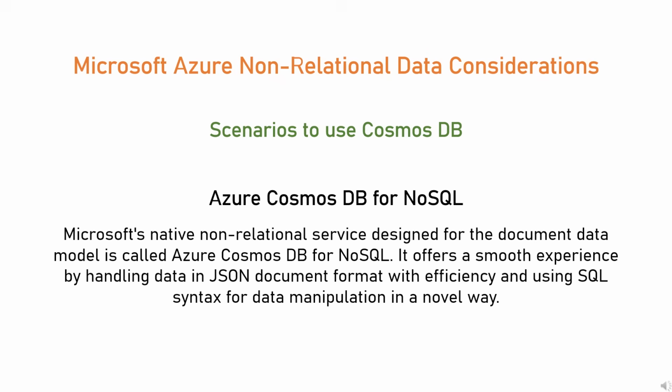Azure Cosmos DB for NoSQL. Microsoft's native non-relational service designed for the document data model is called Azure Cosmos DB for NoSQL. It offers a smooth experience by handling data in JSON document format with efficiency and using SQL syntax for data manipulation in a novel way.